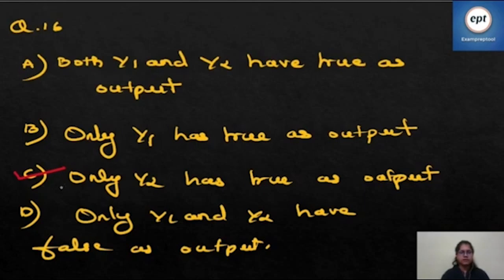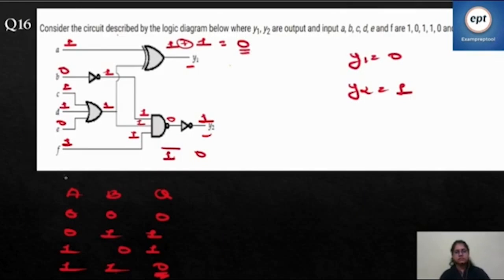So I hope you are clear with this. So this is the learning which you got. You should be very clear with the truth table of XOR. Okay, so here we calculate the values and likewise we will solve the question. So I hope the question is clear. Let's move on to the next question.